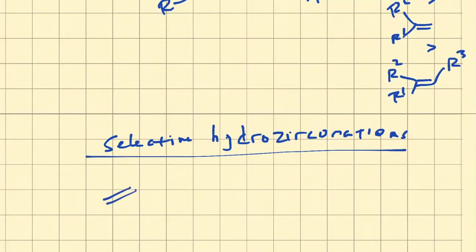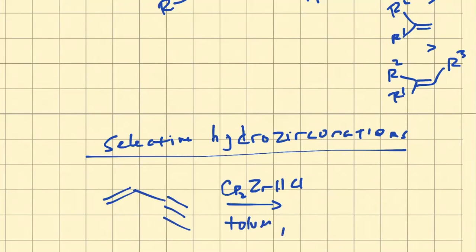Right. So if you have this enyne and you treat it with the Schwartz reagent, and this is pretty mild, toluene at room temperature, you get selective hydrozirconation, where the alkyne is the only functional group that undergoes hydrozirconation.